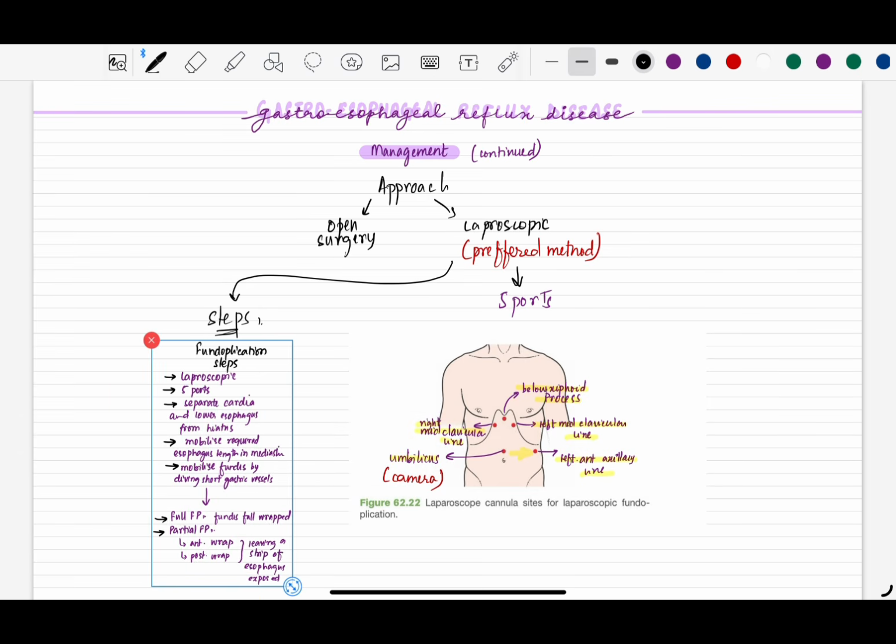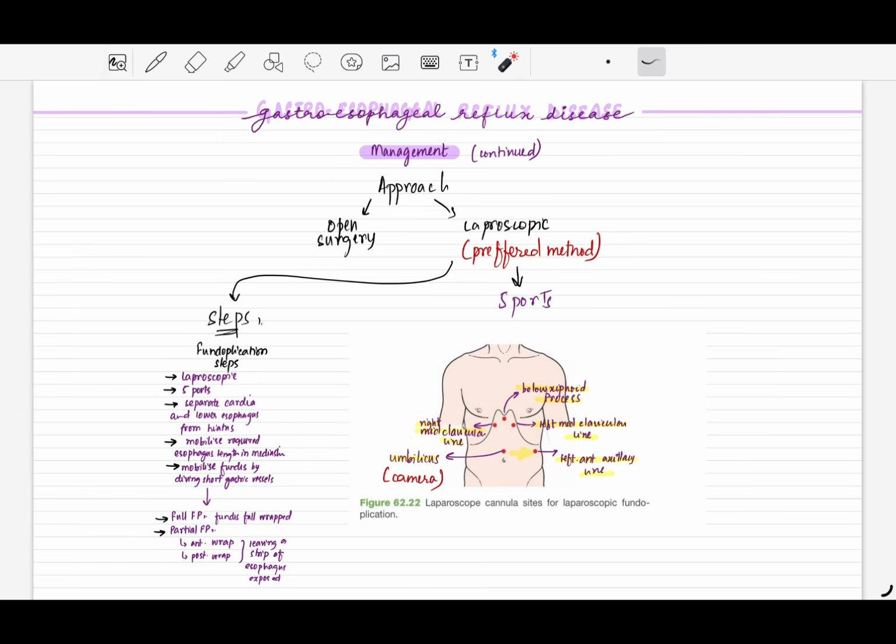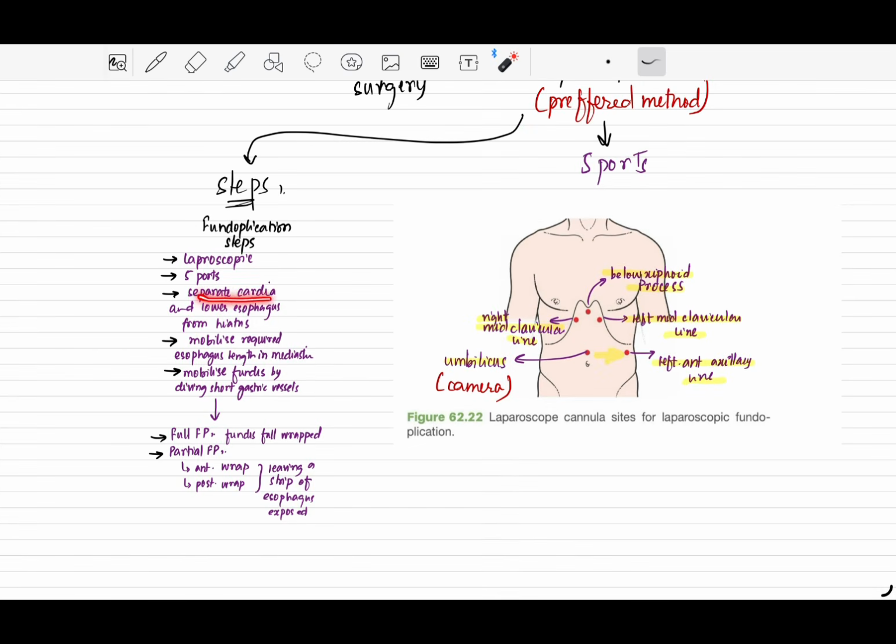As we discussed, it is a laparoscopic surgery with 5 ports. We are going to separate the cardia of the stomach and the lower esophagus from the hiatus. We are going to mobilize the esophagus in the mediastinum, and then we are also going to mobilize the fundus by dividing the short gastric vessels. In full fundoplication, the fundus is fully wrapped, and in partial fundoplication, we can have an anterior wrap and a posterior wrap. In both of the partial fundoplications, we leave a strip of esophagus exposed.